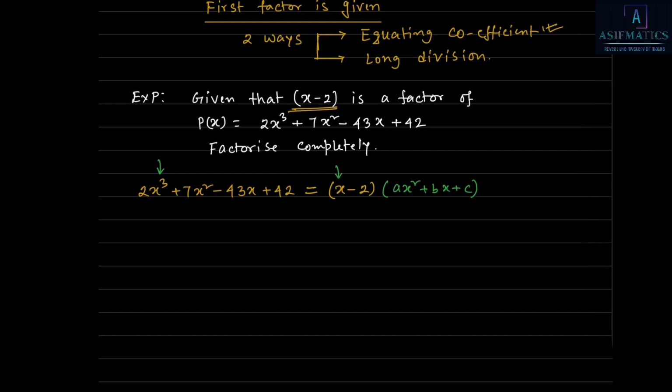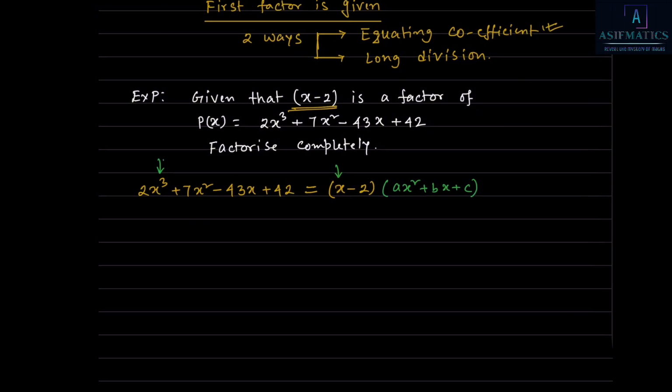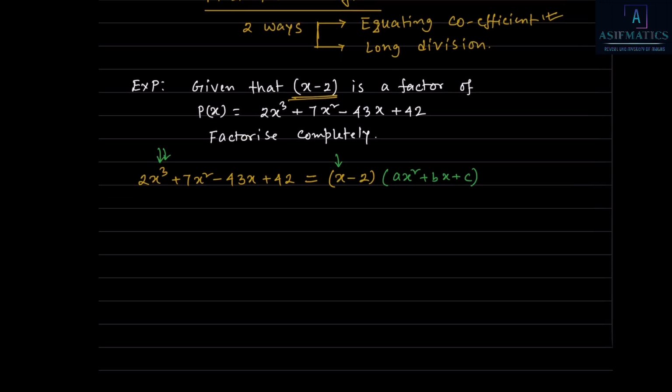So how do you do that? Again, first you write your first factor, x minus 2, and then you check the maximum power of the polynomial, which is x cube. The first factor has x to the power 1, so another x to the power 2, which is x square, we need to take, and that means this is our quadratic. We call this the remaining power.